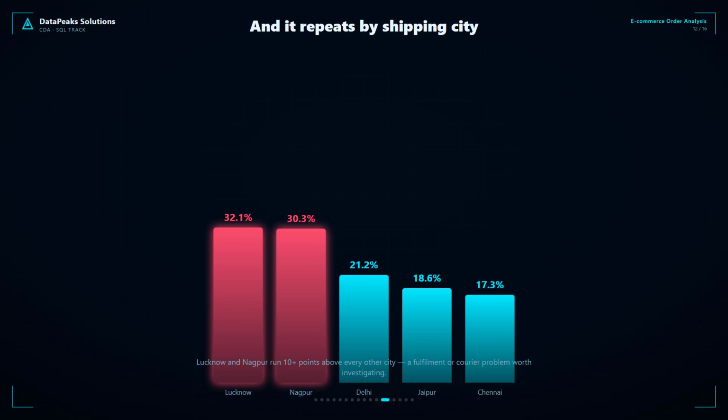Lucknow and Nagpur showed cancellation rates above 30%, while cities like Delhi, Jaipur, and Chennai stayed much lower. That's how SQL helps businesses move from finding a problem to locating its exact source. Instead of guessing, teams can fix logistics, improve delivery performance, and reduce costly cancellations with data-driven decisions.